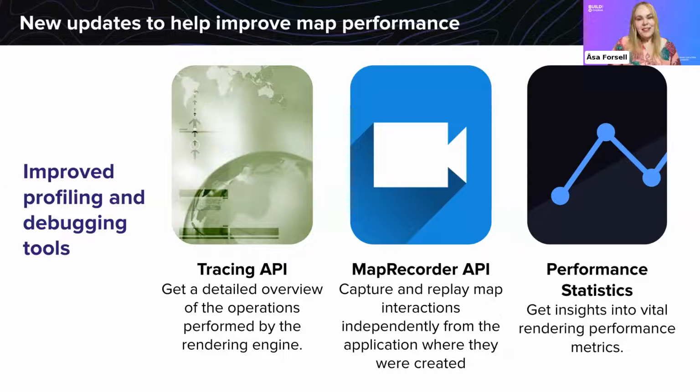First, the tracing API. It offers a detailed overview of the operations performed by the Maps SDK, including information on style loading, tile parsing, and various rendering events. You can also easily integrate it with tools like Xcode Instruments to ensure a streamlined workflow that also aligns with the rest of your development processes. The Map Recorder API, on the other hand, simplifies the debugging and profiling process of your maps and allows you to record and replay API calls made on the map instance. And finally, performance statistics will give you deeper insights into rendering performance metrics.